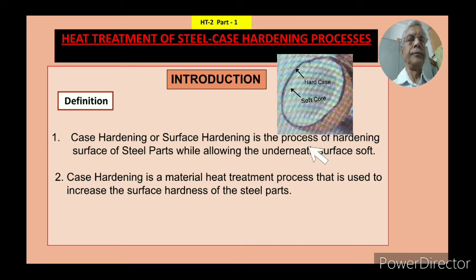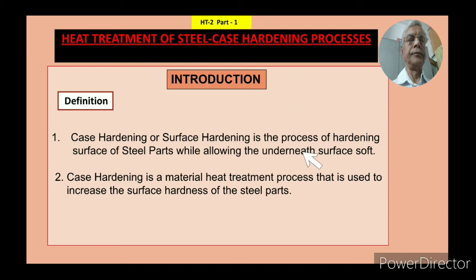This can be seen from this picture also, where I have shown a broken coconut. You see that the dark brown line is basically the case hardened part, which is very hard, but down below that, the white area is soft. So a similar thing happens when you case harden any steel part.